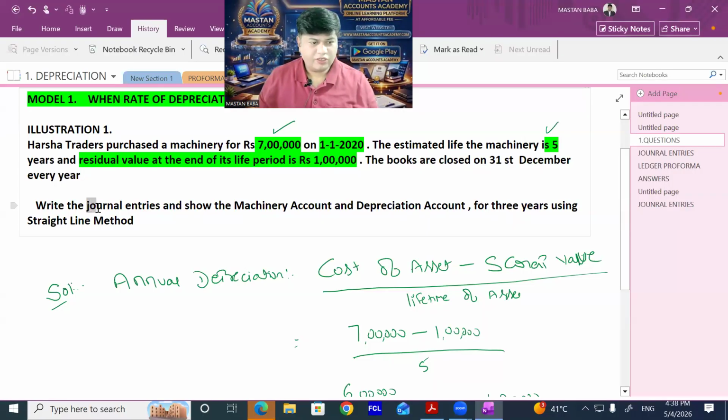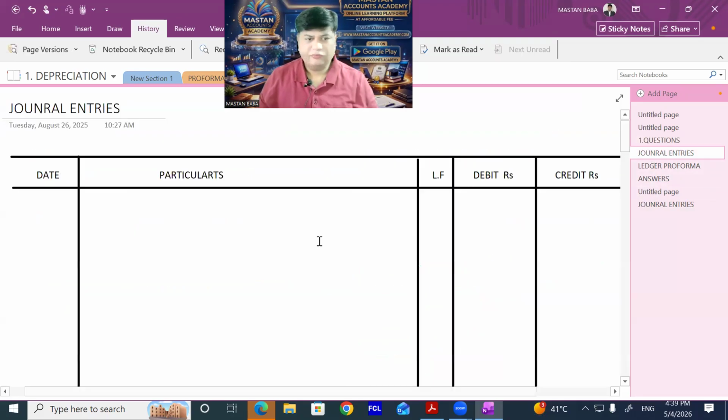So here the question is asked about journal entries and also ledger accounts of machinery account and depreciation account. So we'll write the journal entries first of all. Journal entries in the books of Harsha Traders.